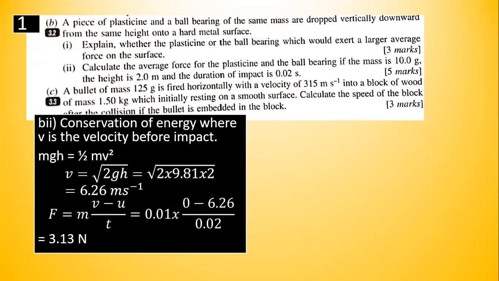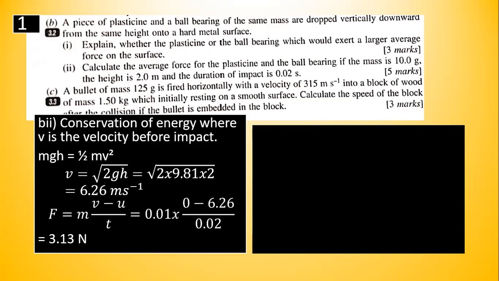Okay, let's go to part C. A bullet of mass 125 gram is fired horizontally. You don't have to worry about friction. So we use conservation of momentum. Initially, that's the speed of the bullet, that's the mass of the bullet. And there's the block.